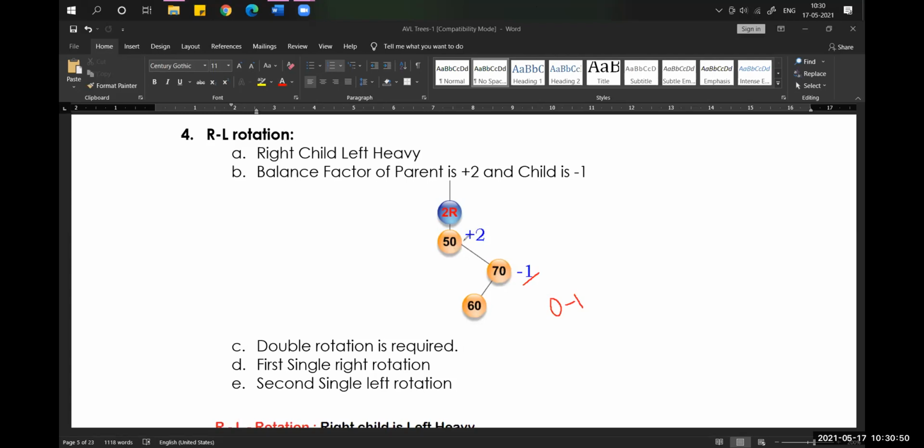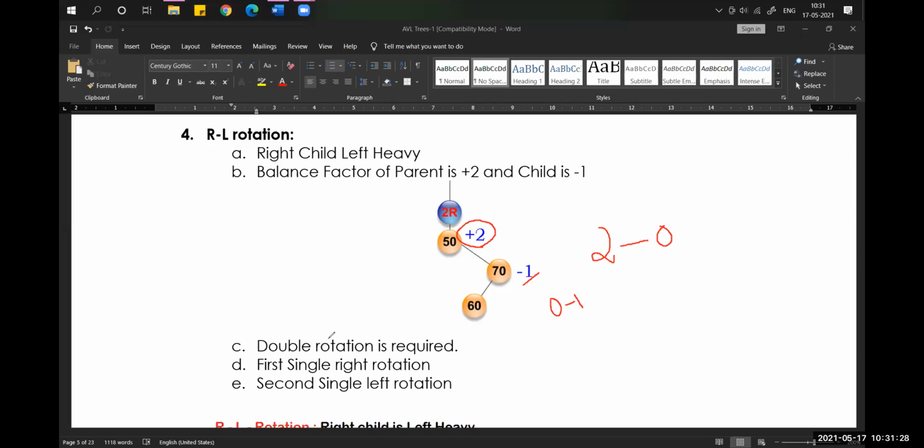Now we have to calculate for 50. How many nodes are present on the right side? Two nodes, 1, 2. So the right subtree height is 2. How many nodes are present on the left side? There is no node on the left side. So 2 minus 0 is 2 only. So whenever we get plus 2 or minus 2, we can say that the tree is imbalanced. When it is imbalanced, we have to make it balanced.